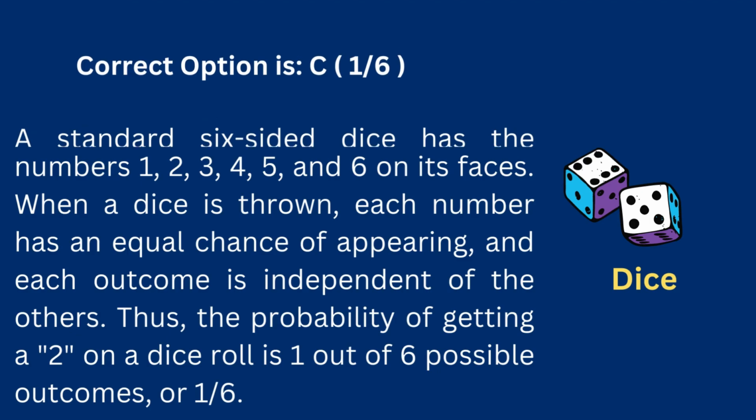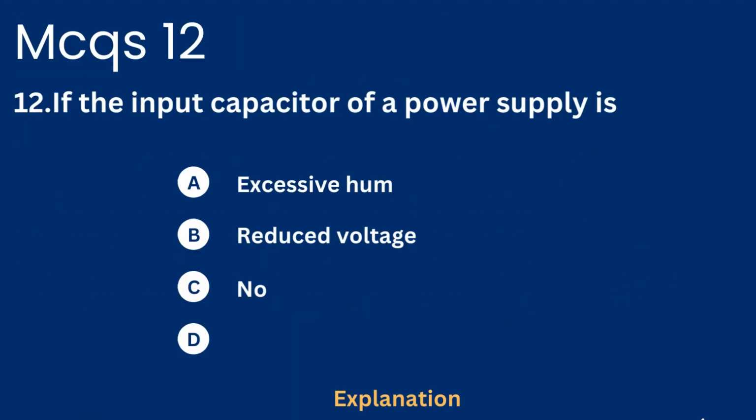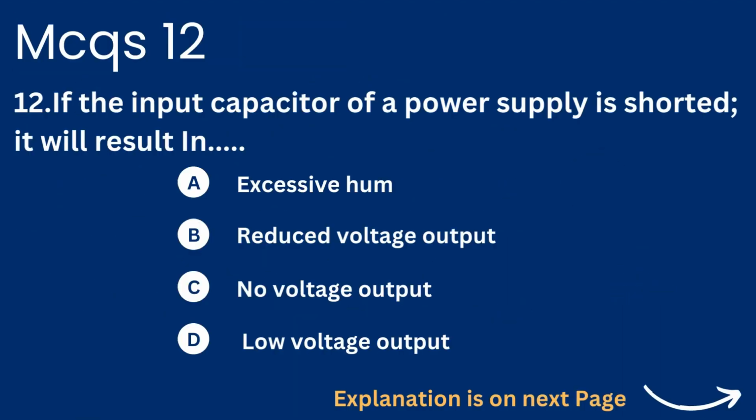So let's move to the second MCQ. Our second MCQ is, if the input capacitor of a power supply is shorted, it will result in: A, excessive hum; B, reduced voltage output; C, no voltage output; D, low voltage output.